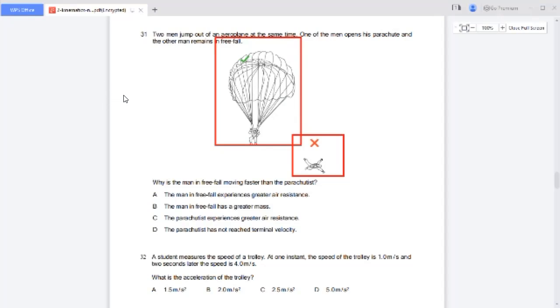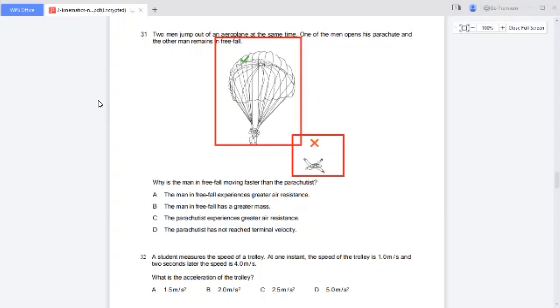Why is the man in free fall moving faster than the parachutist? So this guy is leading this one, and what is the main reason behind it? You can see the parachutist has more surface area, so he will experience more friction force. Its surface area is small, so it will experience less friction force. So the person with the parachute will reach terminal velocity quickly, and this guy will reach terminal velocity after a very large time. So let's see.